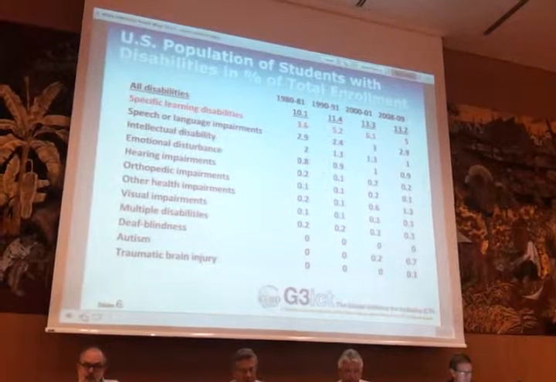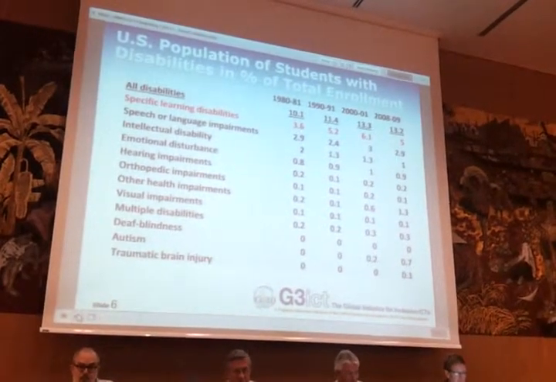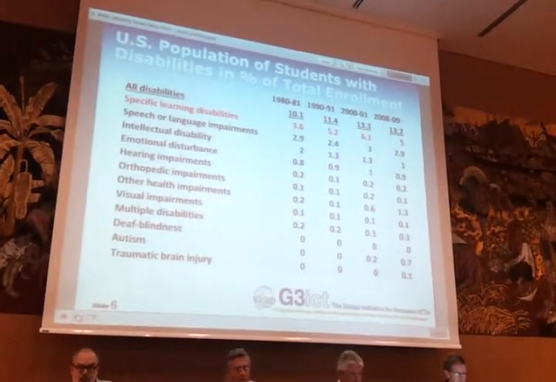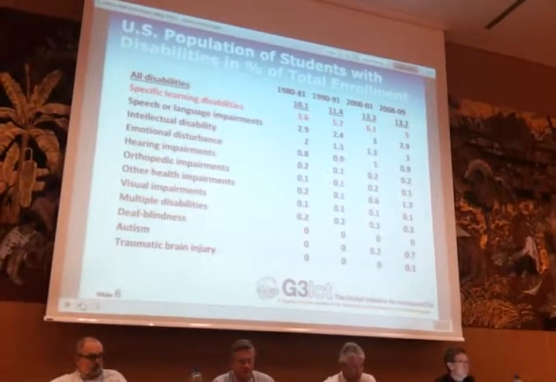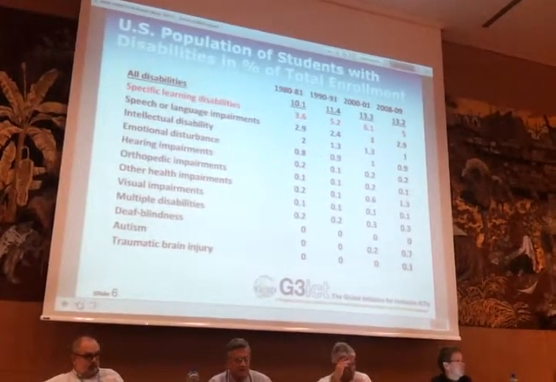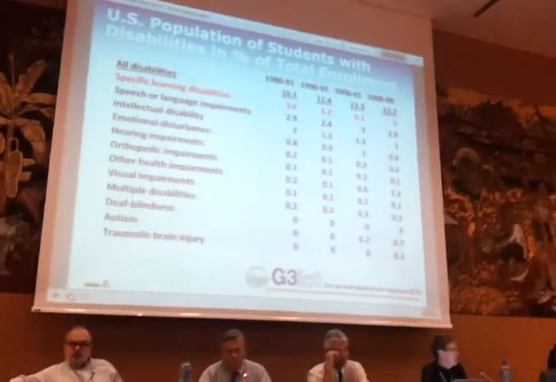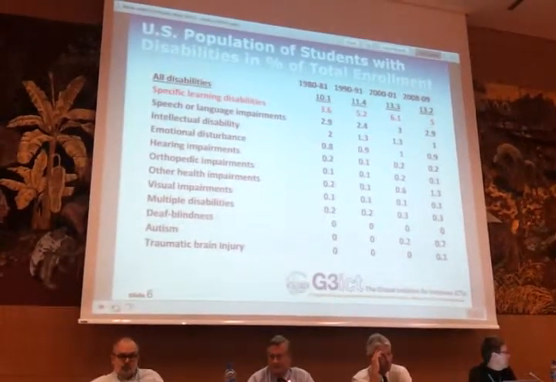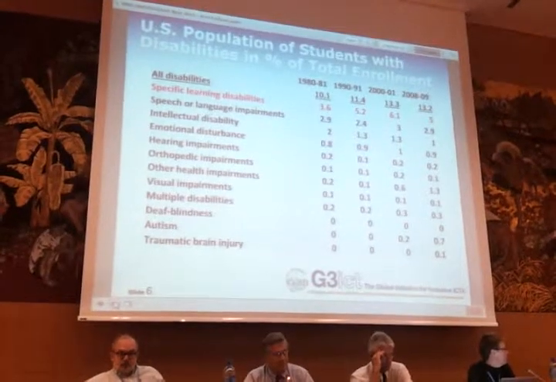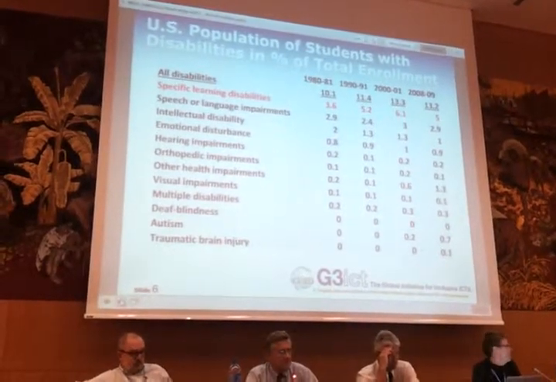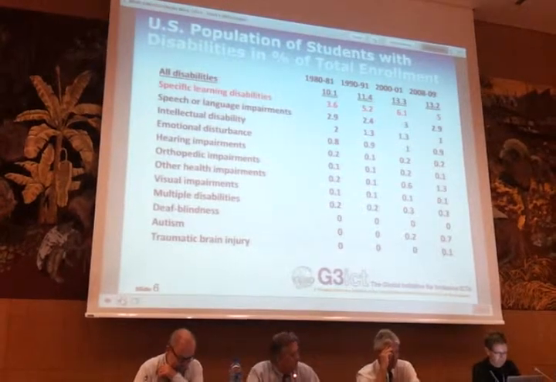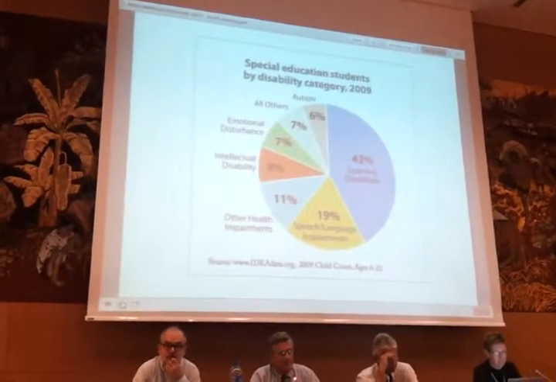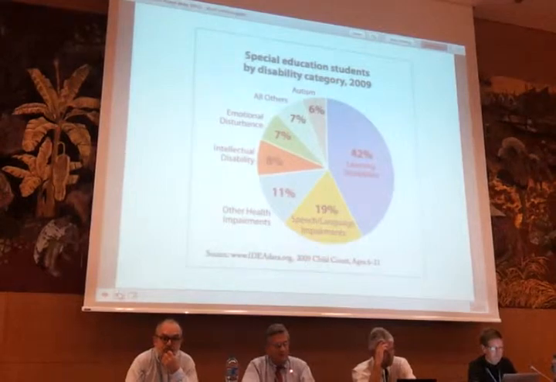When you look at the 13.2% of the population in 2009 that were enrolled in special education programs, 5% is specific learning disabilities, and then the rest, or 8% more or less, are broken down into other forms of disabilities. Next slide. So the next slide will show you a graphical form of what that means.